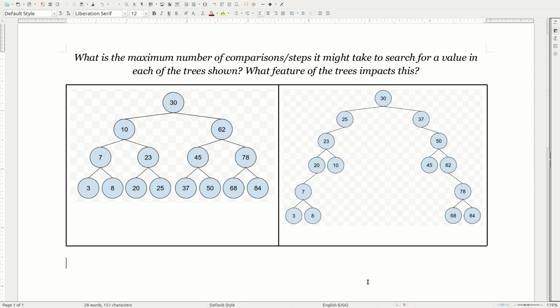But we're going to find that there are other features of a binary search tree that improve or harm its performance as well. To dig into that, let's approach this question of the maximum number of comparisons, or steps in other words, that it might take to search for a value in each of these two trees that are shown. They both have the same values stored in them, but it's going to take different numbers of steps for each one. And then think about what feature of these trees impacts the number of comparisons that you have to do, the number of steps that you have to take. So pause for a moment, think about how many steps and what decides that, what impacts that. There are multiple pieces you can pull on that. Pause, think about it.